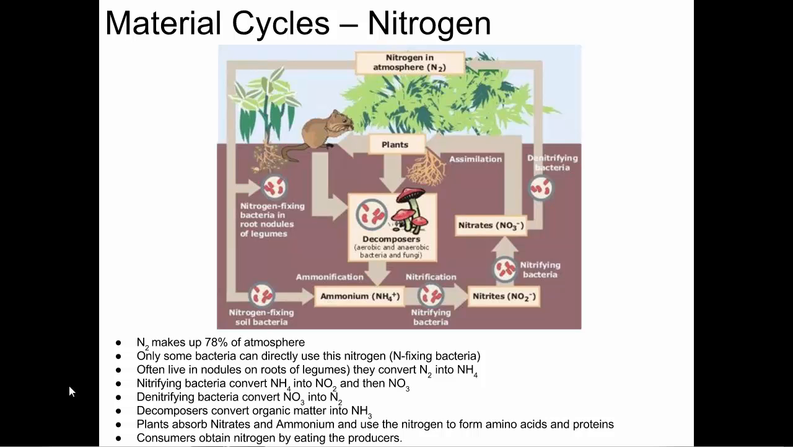So the key thing to know about the nitrogen cycle is nitrogen-fixing bacteria can take it from the atmosphere. It's converted into nitrates by bacteria in the soil, and that's what plants use. And animals get nitrogen by eating plants or eating other animals. And that's the nitrogen cycle, sort of quickly.